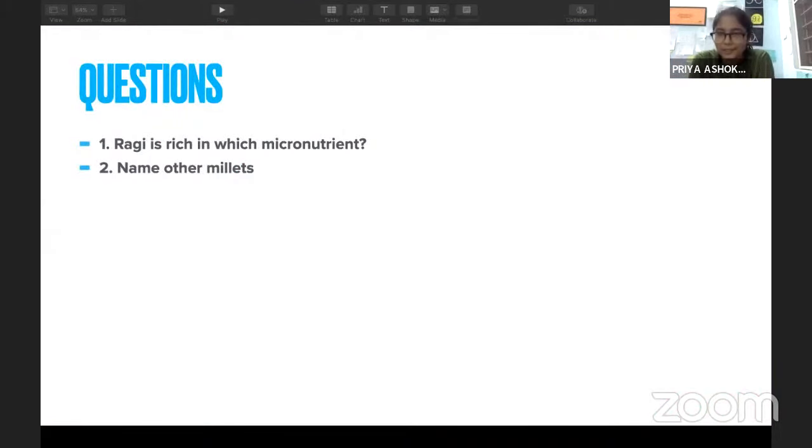Ragi is rich in which micronutrient? Calcium. Right. And any other millets you can name? Bajra. Yeah. Jowar also is there. Okay. If you were from Karnataka, I would have asked, but does anybody know, there are different mixes available when a patient has SAM, not initially, but when the patient is recovering, you would give them. Do you know what that is? There's the Hyderabad mixture. One more place in Karnataka is called Davangere. So the Davangere mixture has ragi in it, and Hyderabad uses wheat.